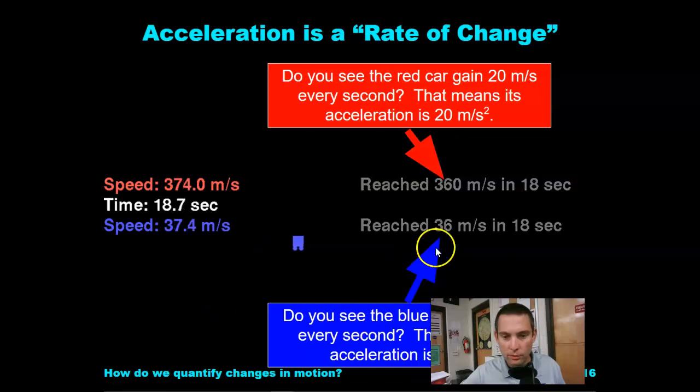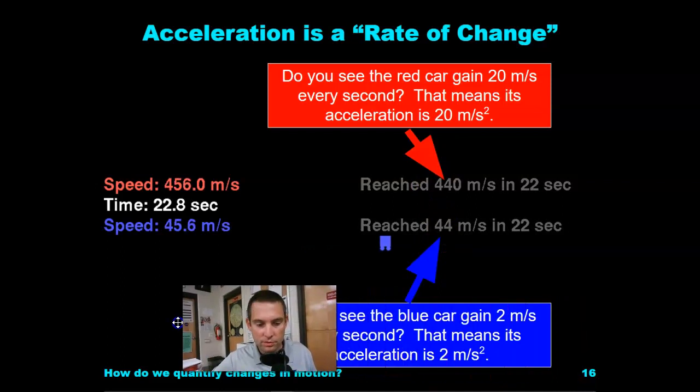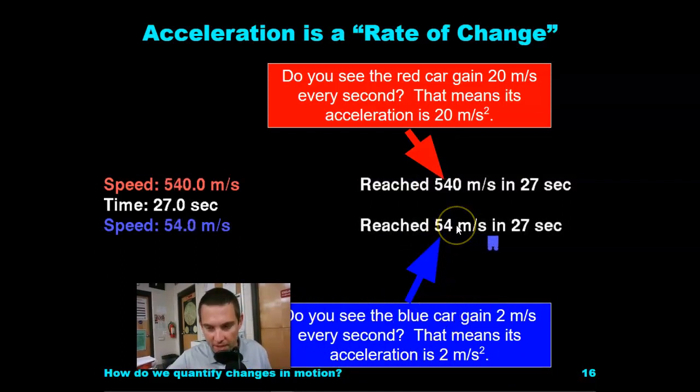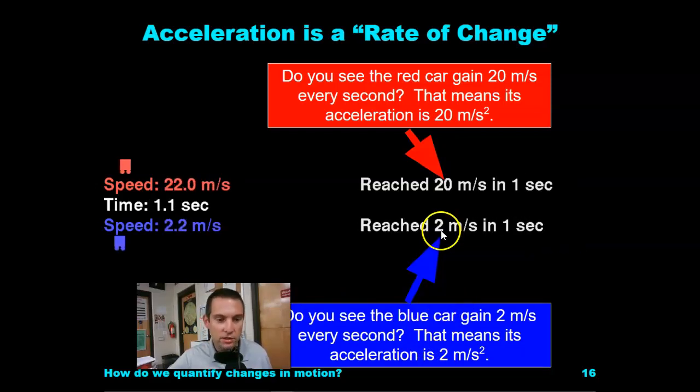So here we are again. We see the red car going 20 meters per second every second, and the blue car going 2 meters per second faster every second that goes by. That is acceleration. Your velocity changing based on time that goes by.